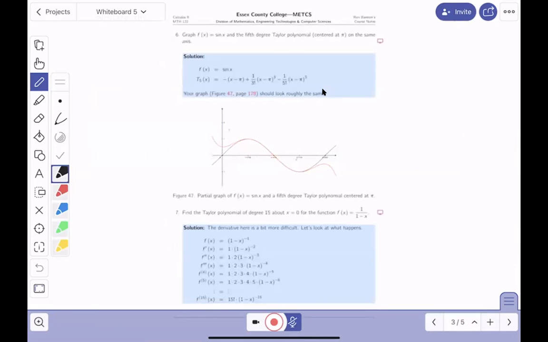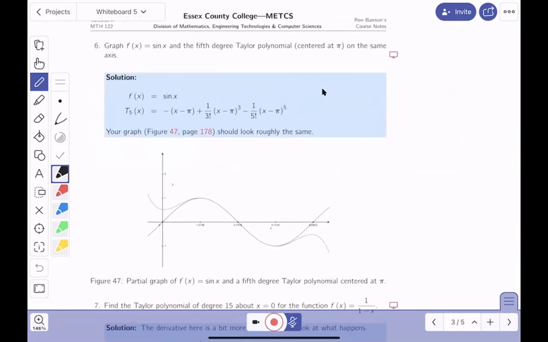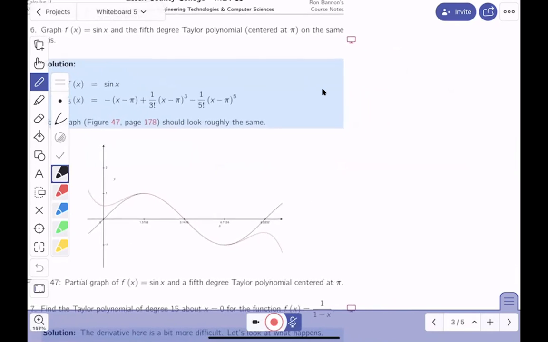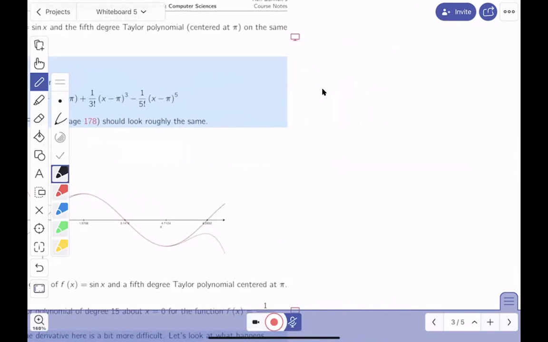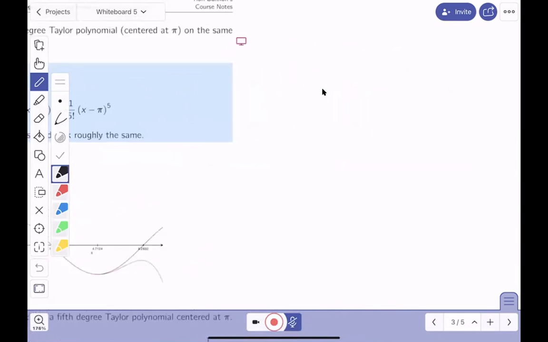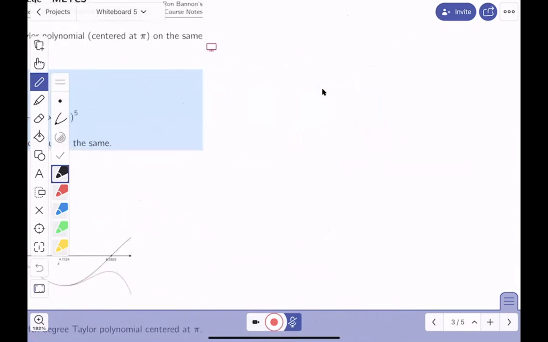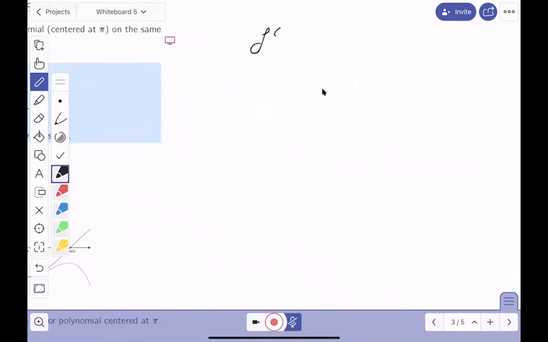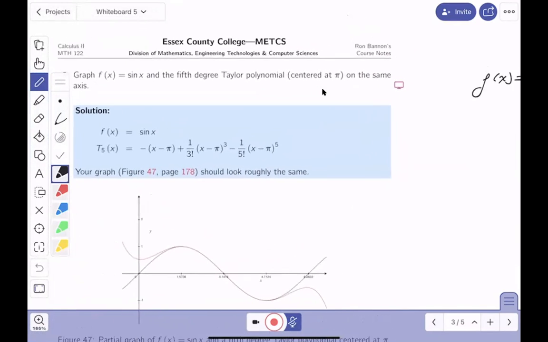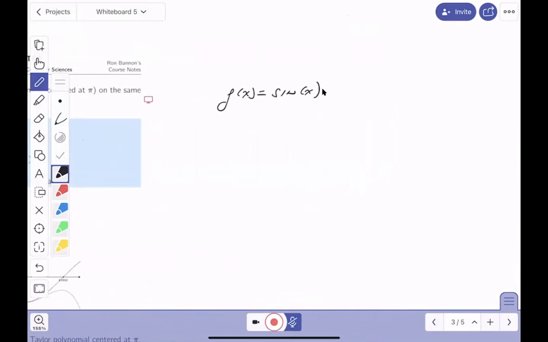Let's go to the next page. This one's also going to require the use of a computer algebra system. Again, I'll come back later and I'll graph it. But right now, I just want to get the Taylor polynomial. And they say f of x equals sine of x. And again, it's good to read these things. They want T5 centered at pi.